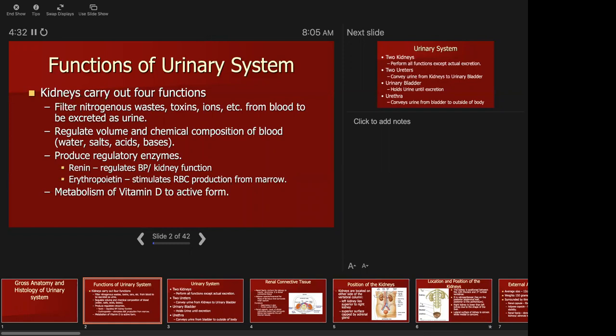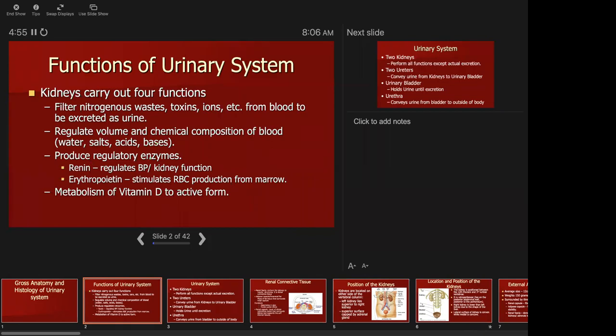It filters nitrogenous waste, toxins, and so on, from blood into the urine. Another function of the kidney is that it regulates the volume and chemical composition of blood. The composition includes water, salt, acids, and bases.